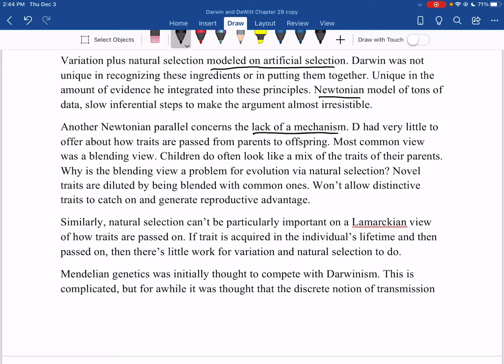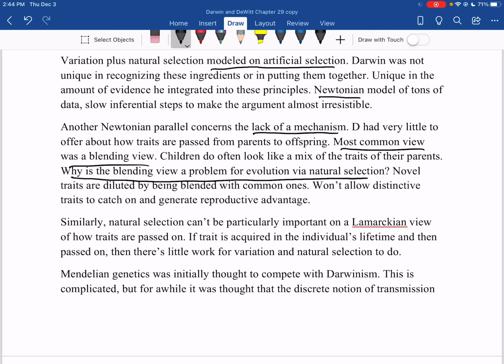In Darwin's time, there was a real problem for getting his view accepted, which is many people thought traits are passed from parents to offspring and blended, right? Children often look like a mix of the traits of their parents. Blending is actually incompatible, this is an oversimplification, but it's basically right, with evolution via natural selection.